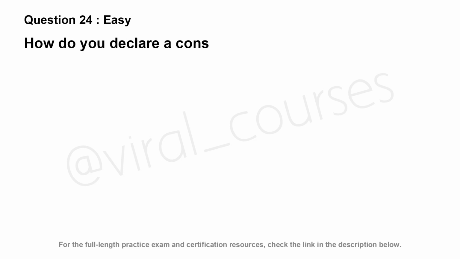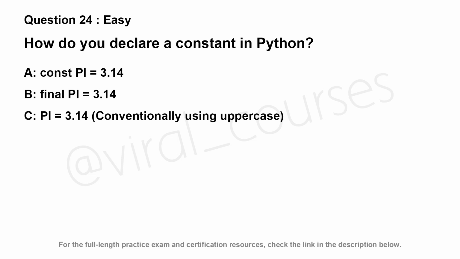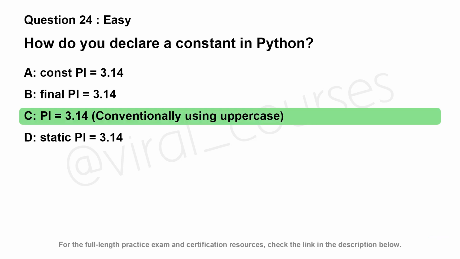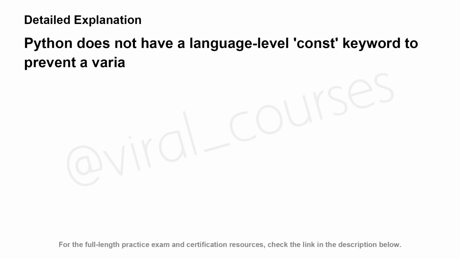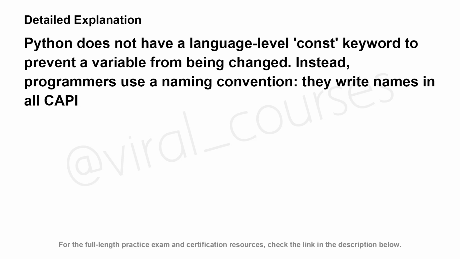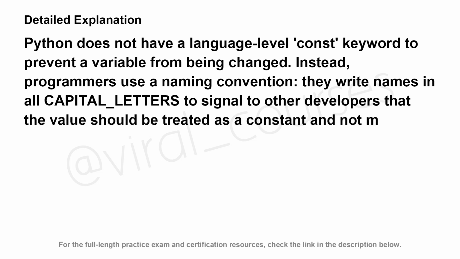How do you declare a constant in Python? Option A, const PI = 3.14. Option B, final PI = 3.14. Option C, PI = 3.14, conventionally using uppercase. Option D, static PI = 3.14. The correct answer is C. Python does not have a language level const keyword to prevent a variable from being changed. Instead, programmers use a naming convention. They write names in all capital letters with underscores to signal to other developers that the value should be treated as a constant and not modified.